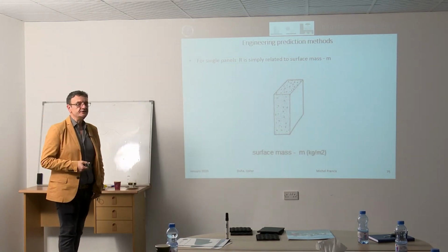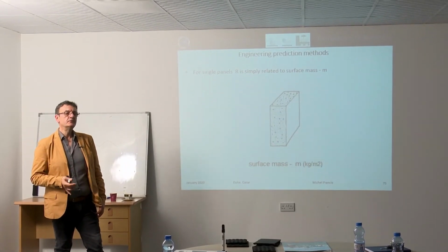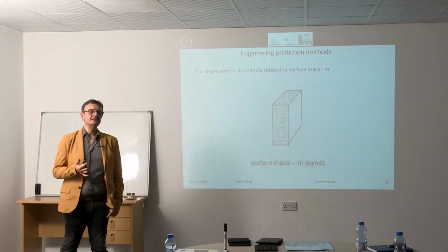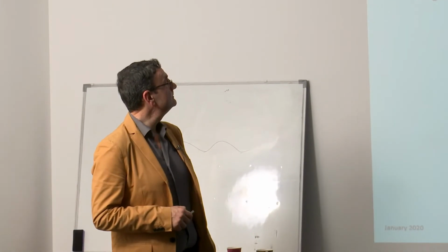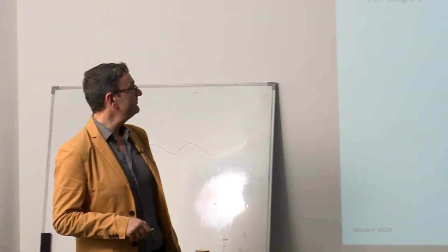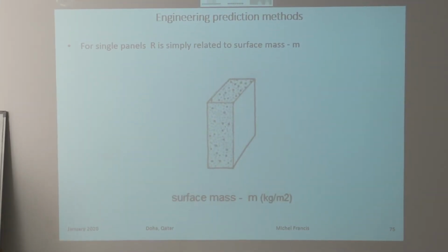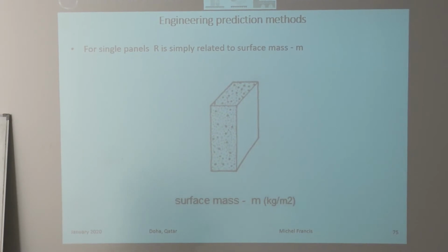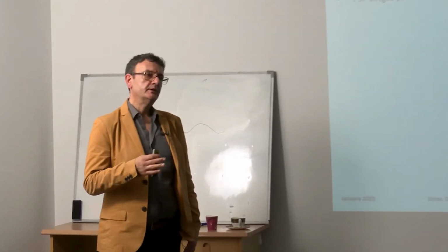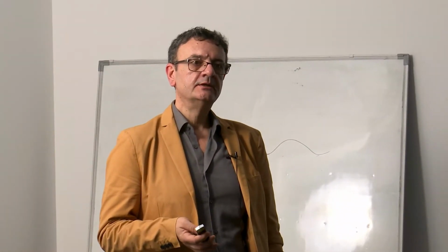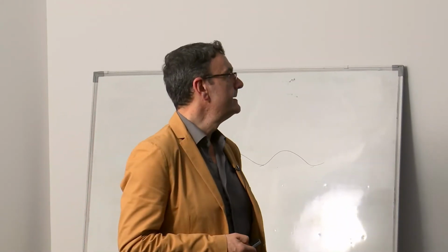The engineering prediction method for STC, as I said, lets you predict STC by doing some calculation. It is based on something called the mass law, and it is related to the mass. So you have a certain material with a certain mass, and the density of that material will play a big role in how much transmission loss there is across that material when subjected to a diffuse field of sound.